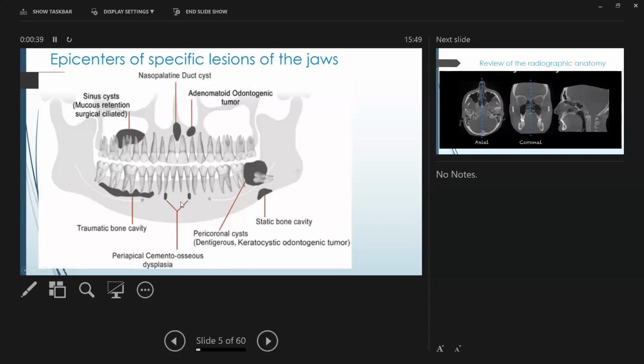It's called periapical cemento-osseous dysplasia. The traumatic bone cavity or simple bone cyst is commonly found in the mandibular body and the posterior mandible. The ciliated cyst of the maxilla most commonly occurs in the maxillary sinus. The adenomatoid odontogenic tumor is most commonly associated with an unerupted tooth in the anterior maxilla, and the nasopalatine duct cyst most commonly occurs between the two central incisors. Is it clear?